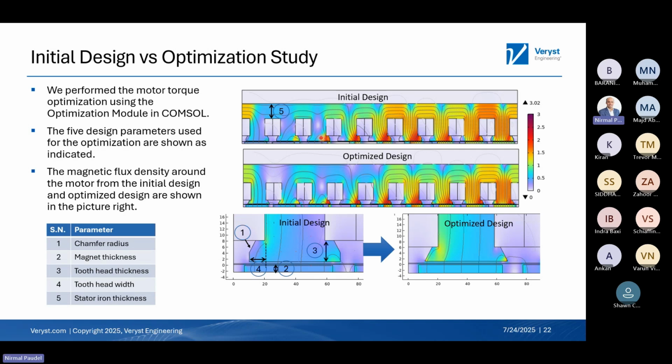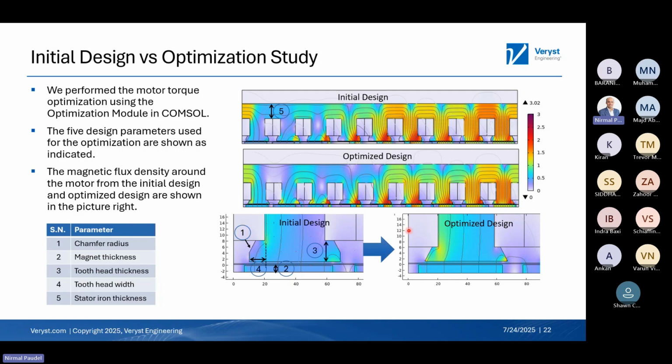And this is the initial design on the top, and the middle one here is the optimized design. What we see here is some of the change. A little bit zoomed into this one, in the optimized design, we have this parameter A increased, and 2 is increased, 4 is decreased, and 3 is also decreased.